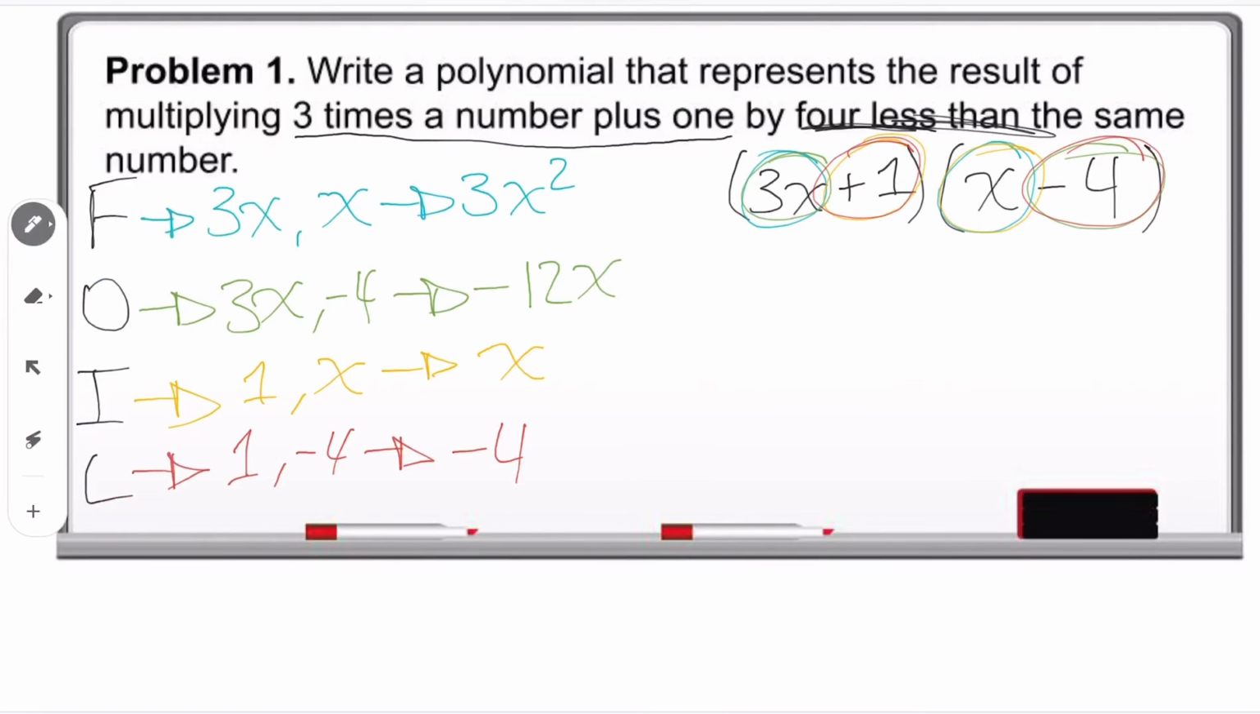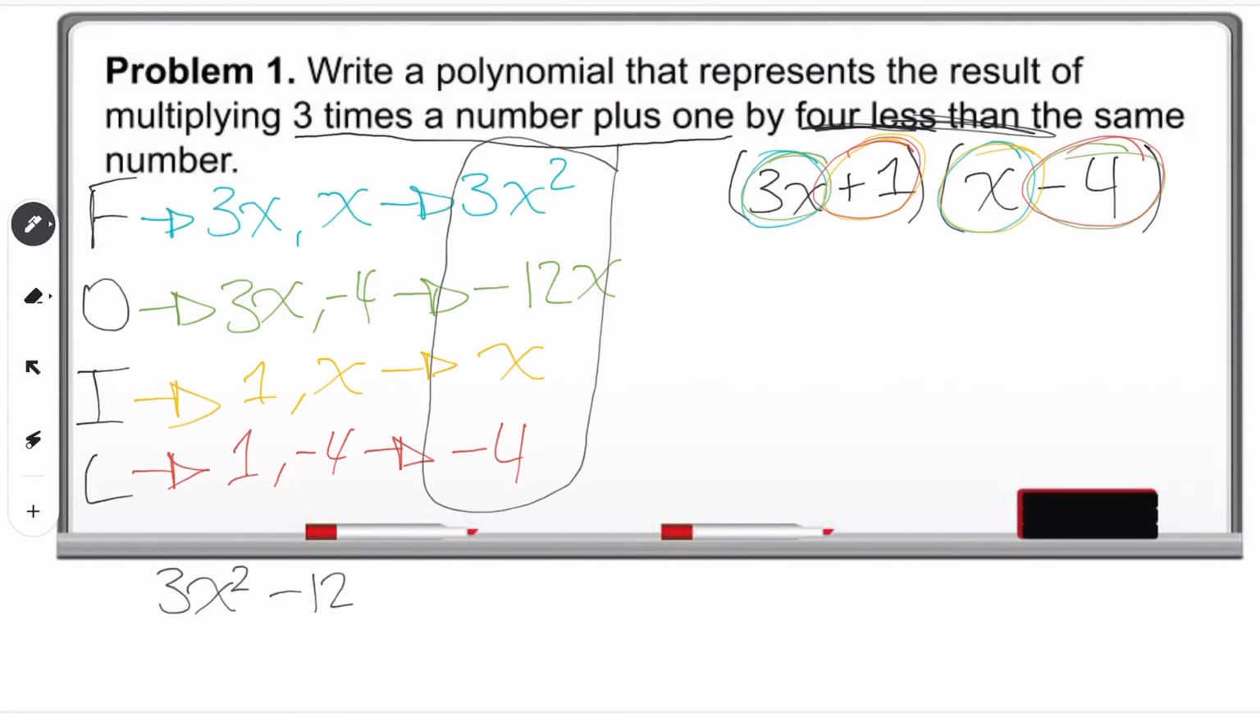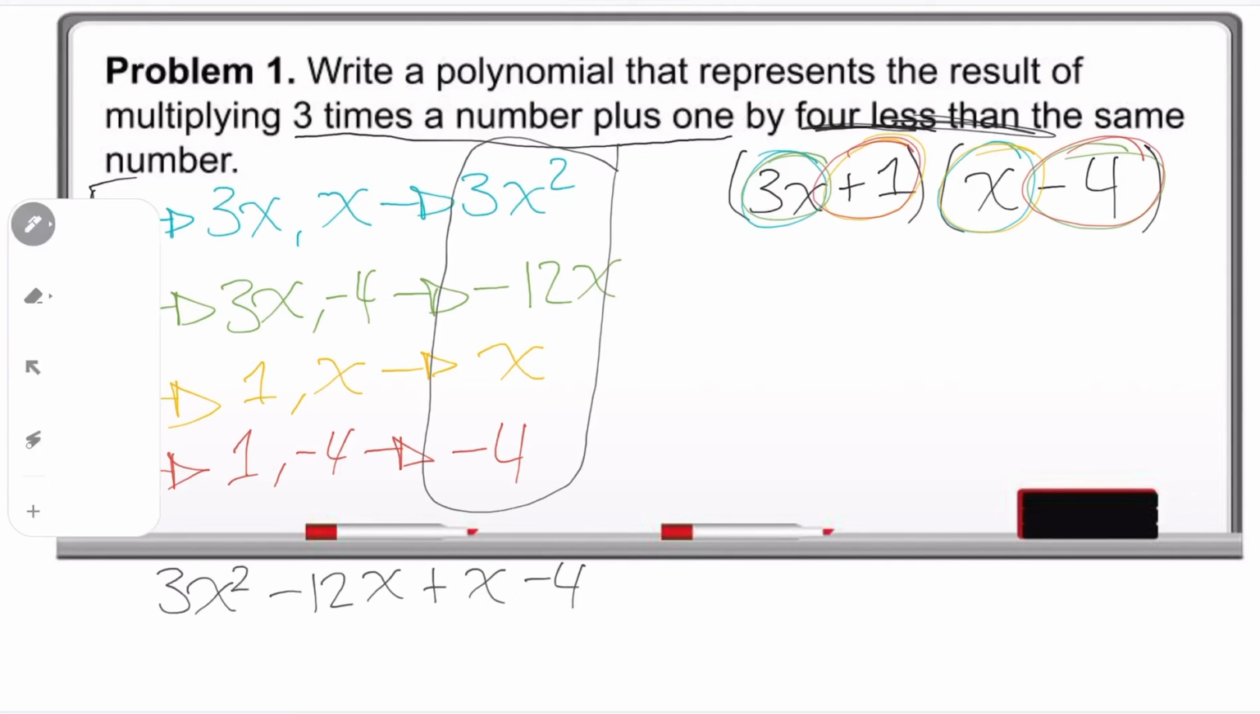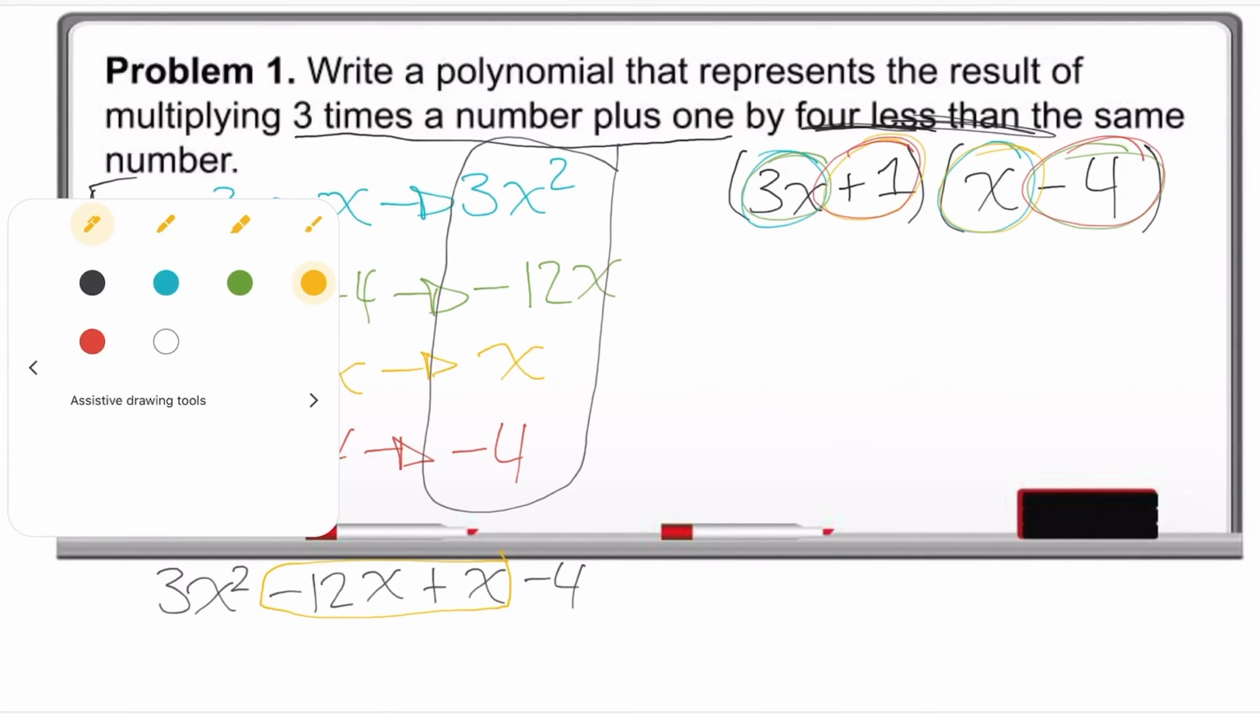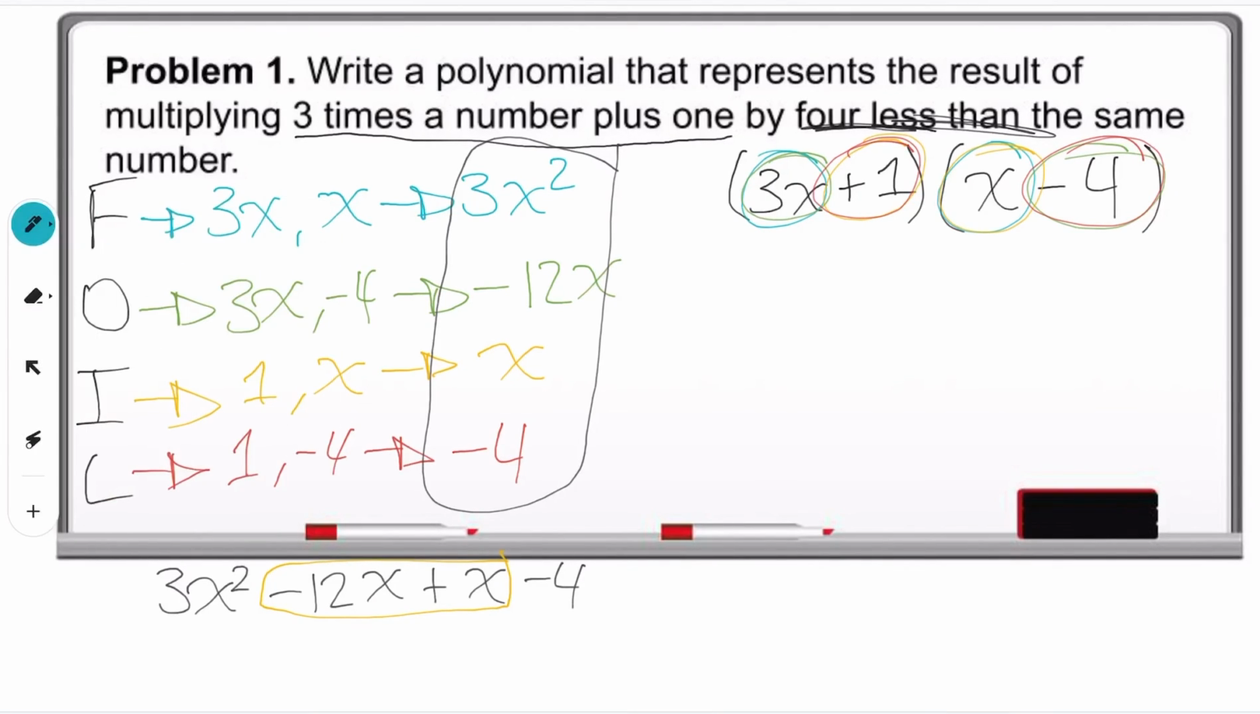And of course, we take all of these terms and we add them together. So we had 3x squared minus 12x plus x minus 4. You want to combine your like terms. I see I have negative 12x and positive x. They're like terms because they're linear terms. So that means I bring down my 3x squared. Negative 12x plus x is negative 11x. And we bring down our negative 4.